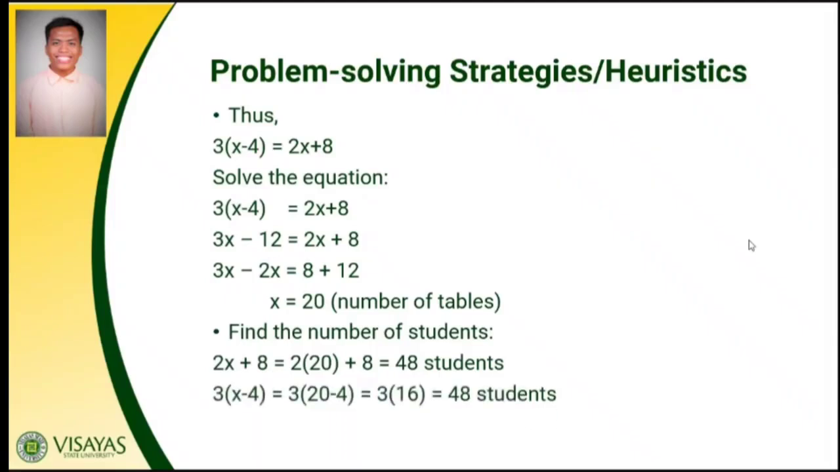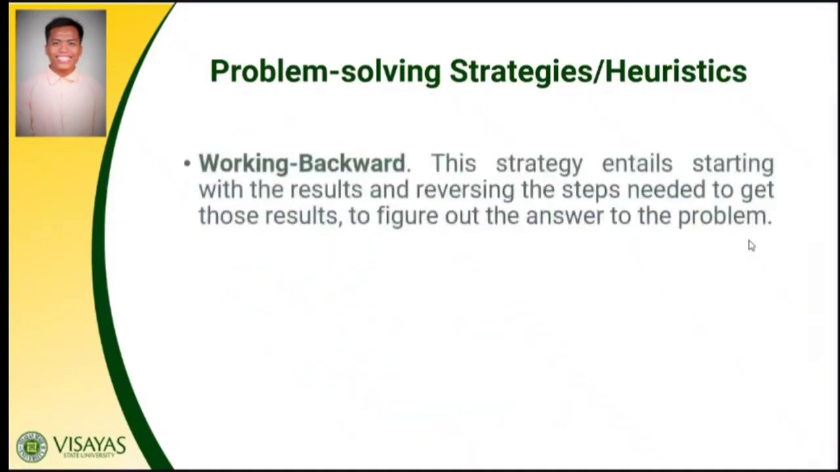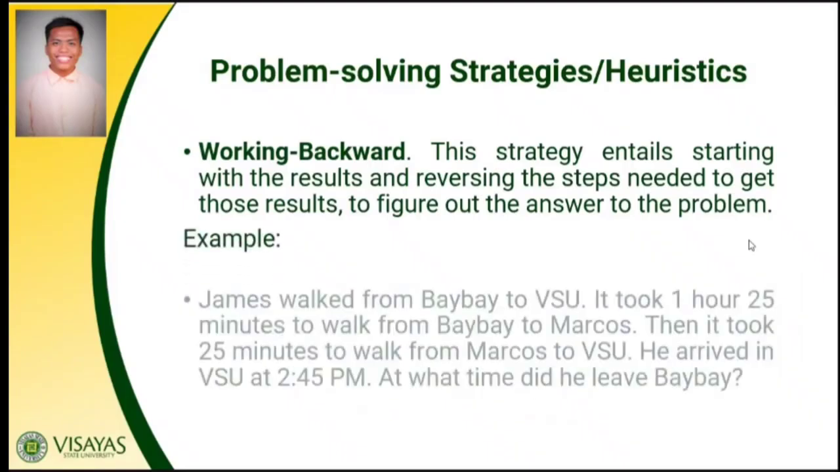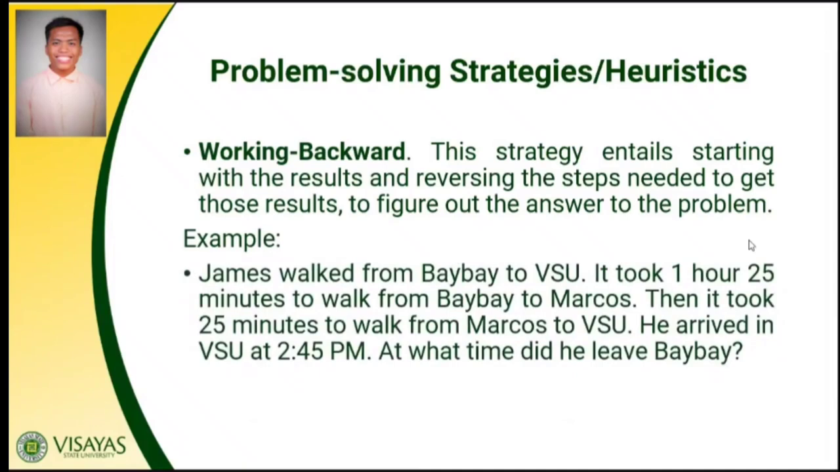48 students. And second to the last strategy is working backward. Working backward means reversing, right? This strategy entails starting with the results, meaning you start at the end and reverse the steps needed to get the results to figure out the answer to the problem. Example, James walked from Baybay to VSU.